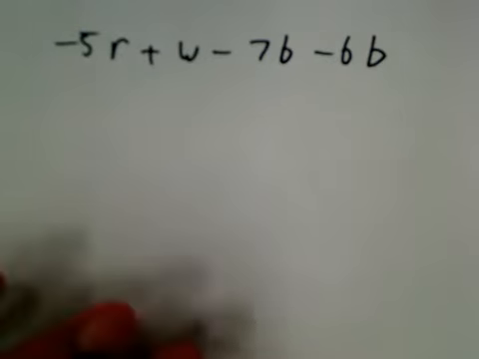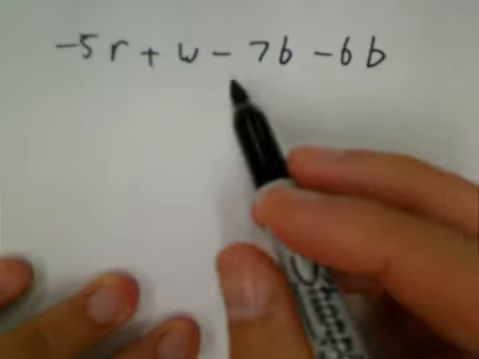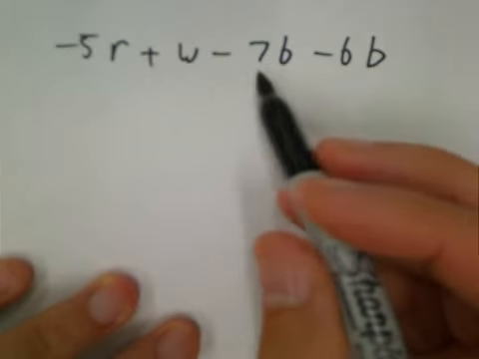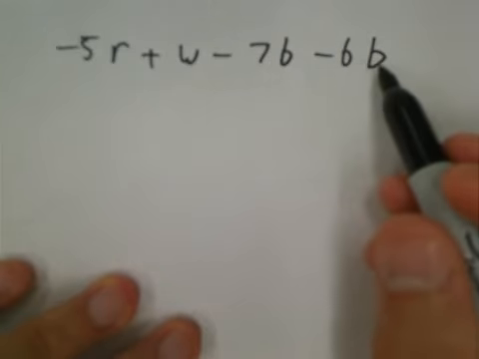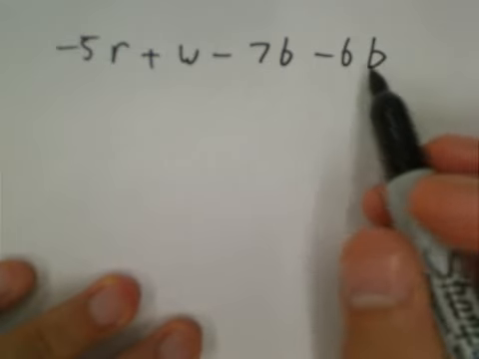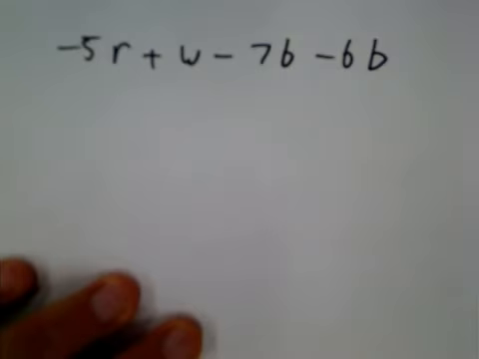All right, cool. So negative 5r plus w minus 7b, that's a b, minus 6b, 6b. It's dangerous for me to put those next to each other. I should have picked a different problem. Oh well, already copied it.